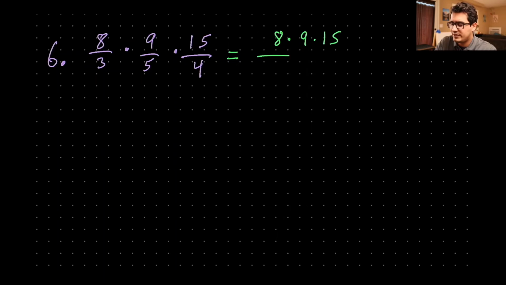So 8 times 9 times 15, 3 times 5 times 4. And if you notice, 3 and 9 go together. 5 and 15 go together. 4 and 8 go together. So let's go ahead and give ourselves some more room.